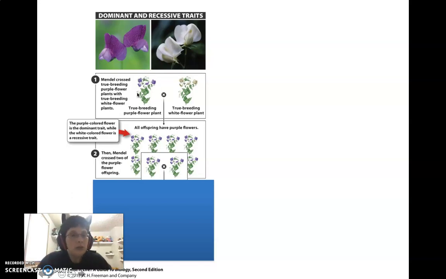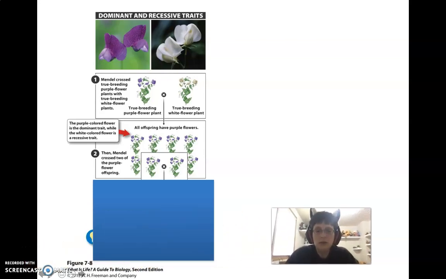So he had his true breeding purple. They only produce purple offspring, and a true breeding white flower plant, which only produced white offspring. He would cross-pollinate these guys, so purple flower to white flower, and then have them produce their peas, and then grow their offspring and see what happened. And if you look, what happened? All of the offspring that these 2 produced are going to have purple flowers. Every time this experiment runs, this is what happens.